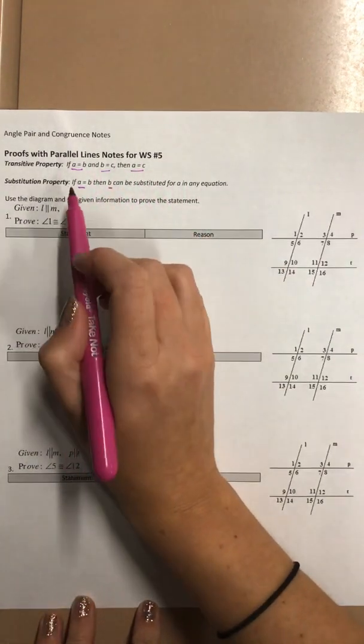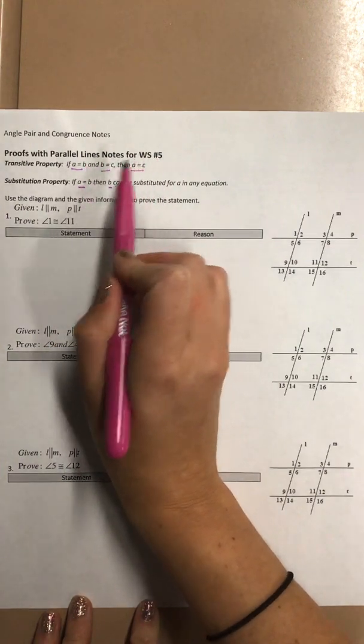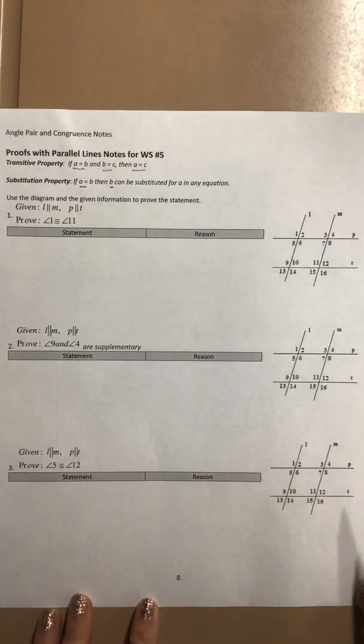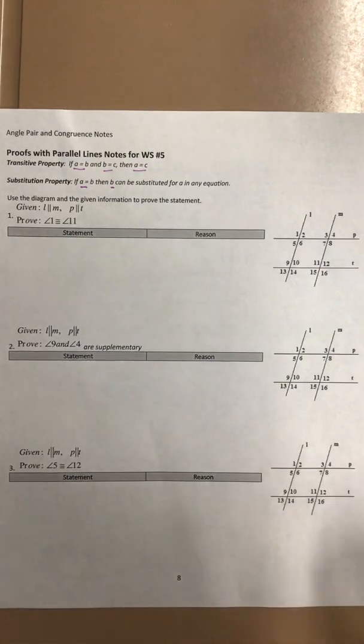So the difference there is transitive is A is B, and B is C means A is C. But if it's substitution, that means you can put B in anywhere. So as long as A is equal to B, then you can use B in other places. So we're going to start our proofs.